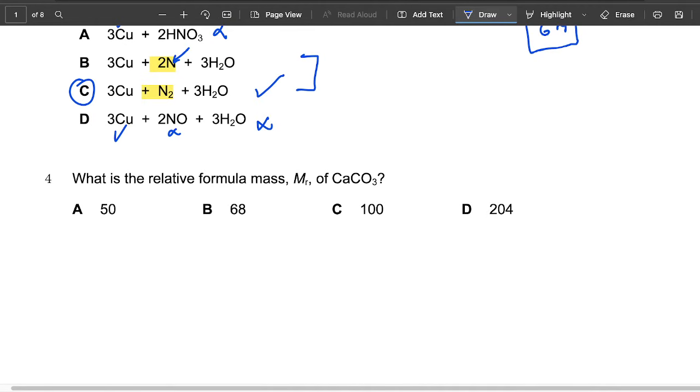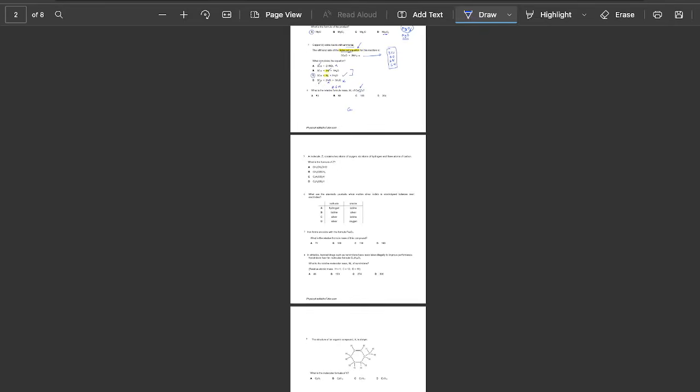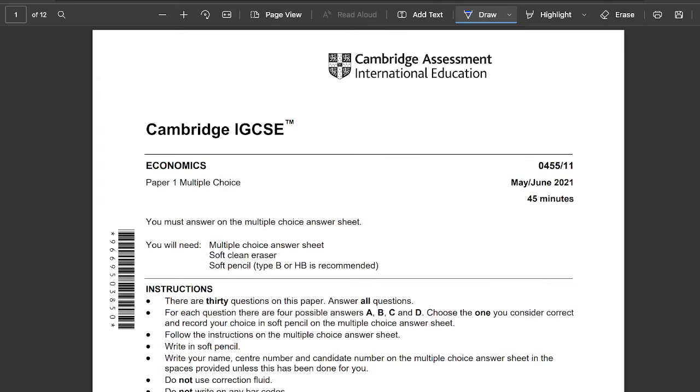This is a quite simple question. We're supposed to calculate the RFM. The RFM is simply just adding all the MRs for this. Okay, so now calcium, what is the... I don't know if there's a periodic table attached to this document. No, there's not any periodic table. So let's try find one.